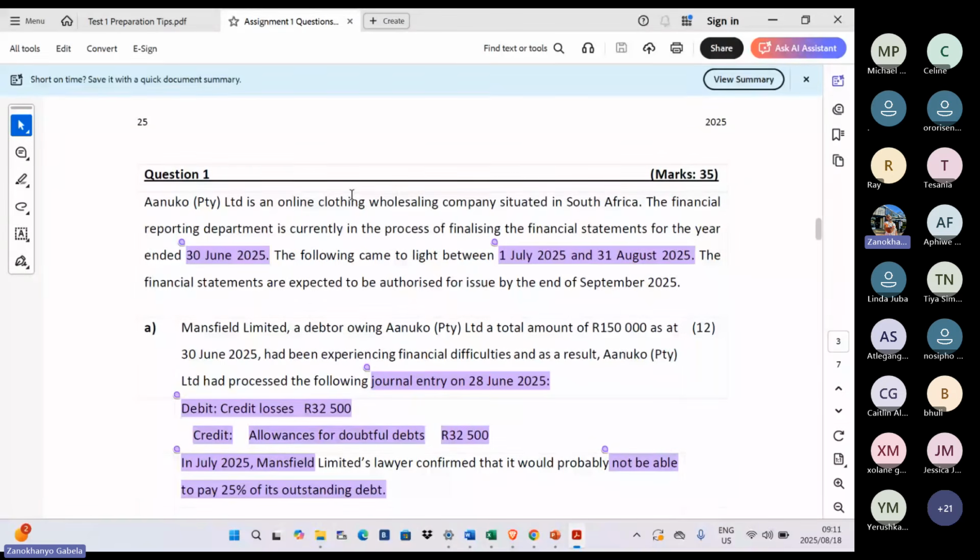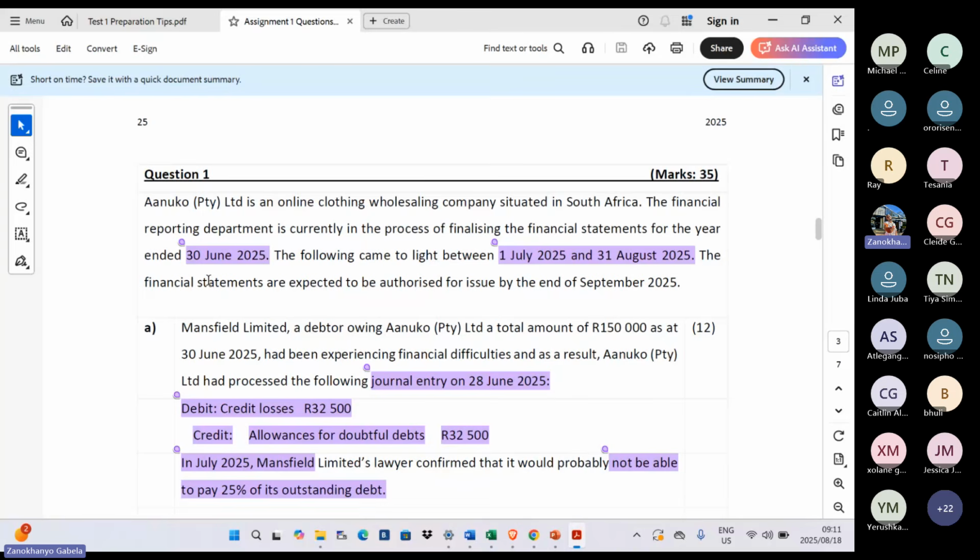So here we have Anuko Pty Limited, an online clothing wholesaling company situated in South Africa. The financial reporting department is currently finalizing the financial statements for the year ended 30 June 2025. You highlight this. Why? It's your year end. And then you can even anticipate the beginning, the 1st of July 2024. So you highlight that part and write year end.